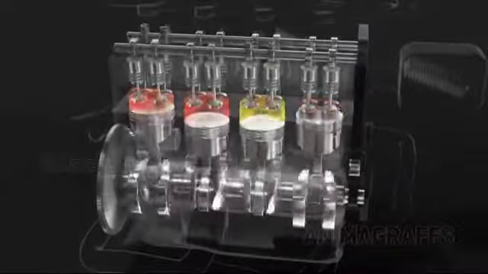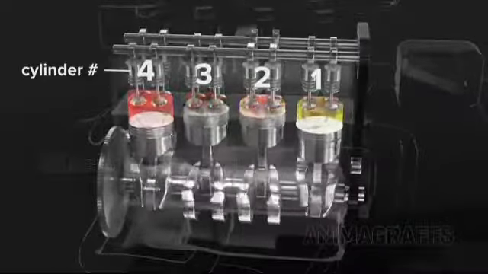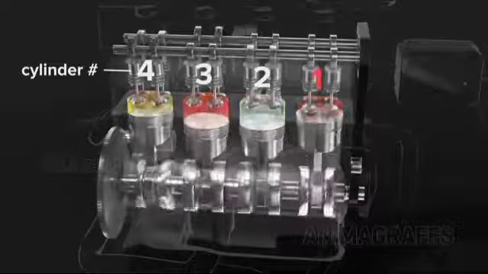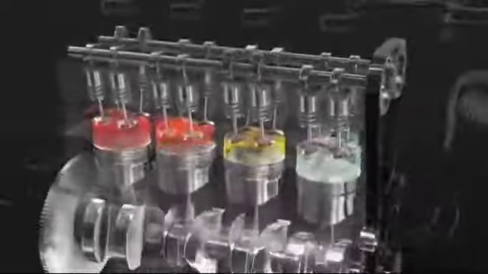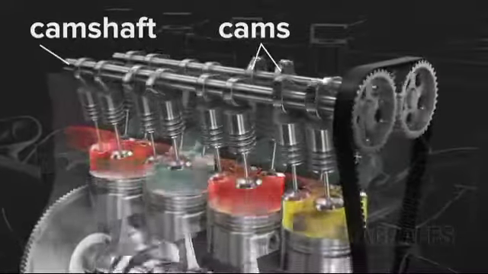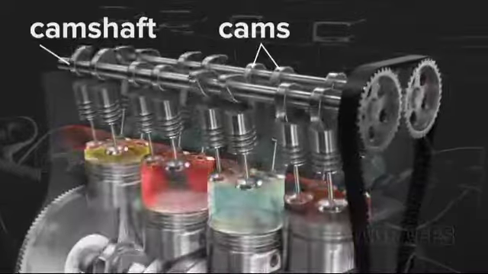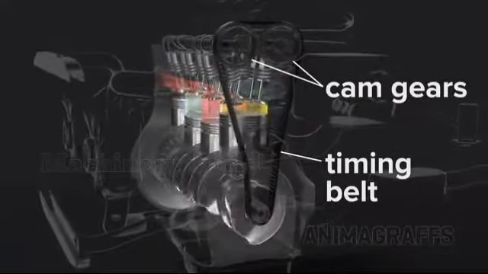connecting multiple pistons. For smooth power delivery, pistons take turns firing. The firing order for this engine is 1, 3, 4, 2. Camshafts with specially shaped cams push spring-loaded valves open in turn. Cam gears and a timing belt or chain link everything to the crankshaft, and it all spins together.